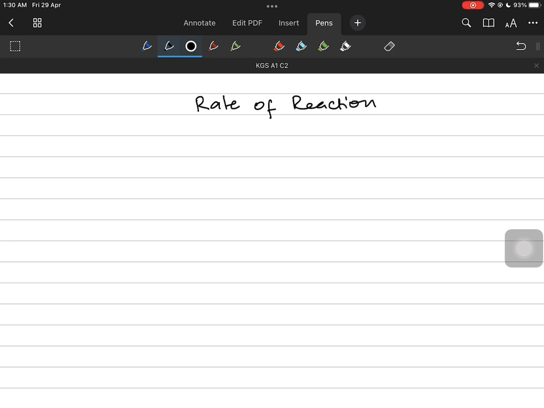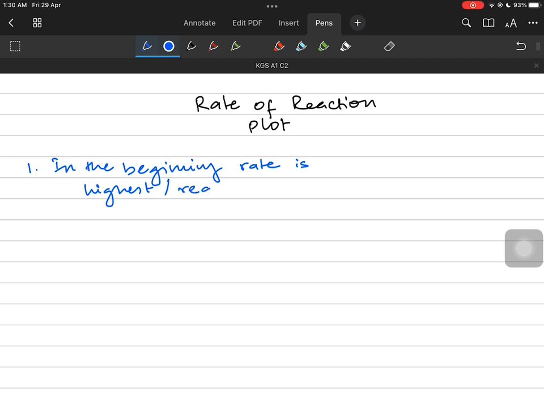Let's talk about the overall rate of reaction analysis, what should we know and why do we know this and what's the explanation behind it. The first thing is that in the beginning, when we talk about a reaction, obviously there's the point when the reaction just started. So in the beginning, the rate of reaction is highest, or you can say the reaction is fastest. Now, why is it fastest in the beginning? It is fastest in the beginning because the concentration of the reactants is really high.